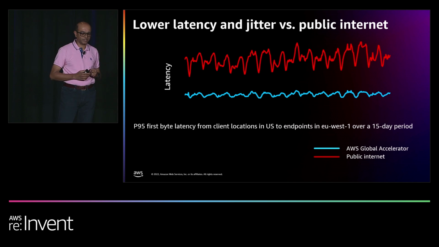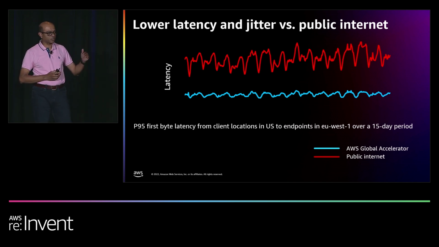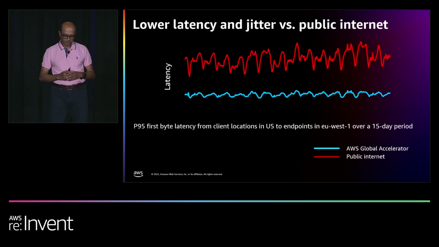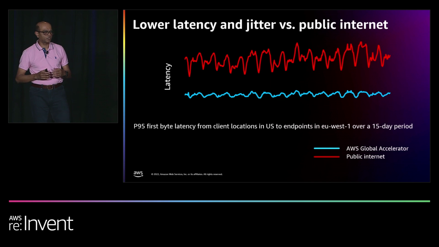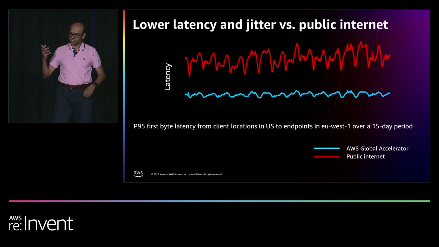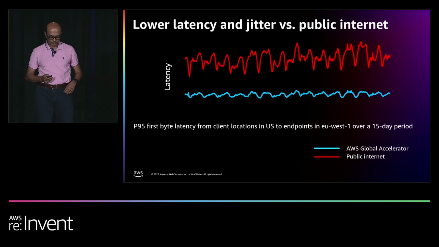There are two noteworthy things about this chart. The first is that the latency reduction is quite significant. That translates to about 120 milliseconds at P95, or almost a 40% reduction in latency for this specific traffic profile. The second noteworthy thing that stands out is the much lower jitter compared to the public internet when you're using Global Accelerator. And this is pretty typical for a lot of traffic profiles.